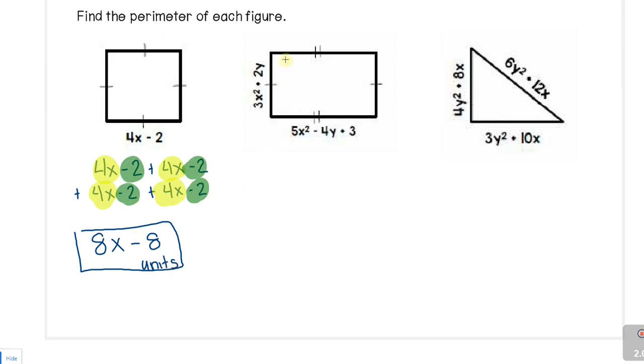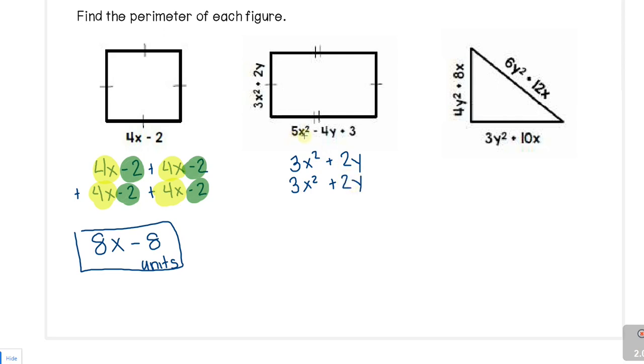The next one here is we have a rectangle. And the rectangle across from each are the same. So we have one side that's 3x squared plus 2y. It's going to be the same as the other side. So for this one, I'm just going to line up our like terms. So we have 3x squared plus 2y. And we have it again, 3x squared plus 2y.